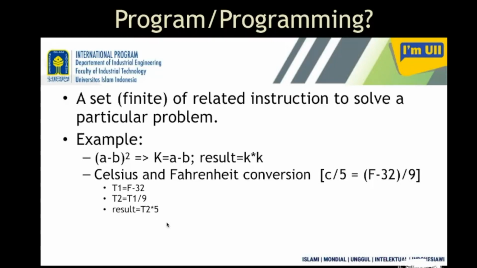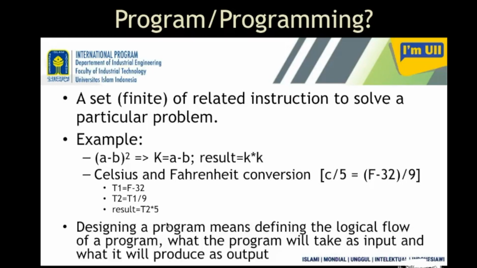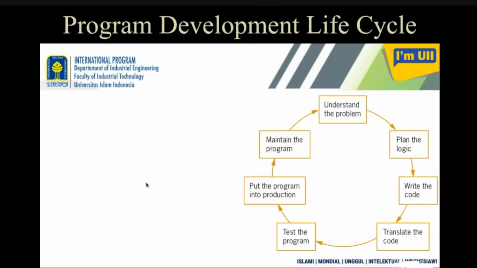Now programming is to convert this set of instructions for your computer, which will solve it on your behalf. So designing a program means defining the logical flow of a program. What will the logical flow be? How will the program take the input, how will it produce the output, what will the intermediate steps be? All these things you have to design before writing the program. So as a whole, the program development life cycle looks like this, where you have 7 basic steps.